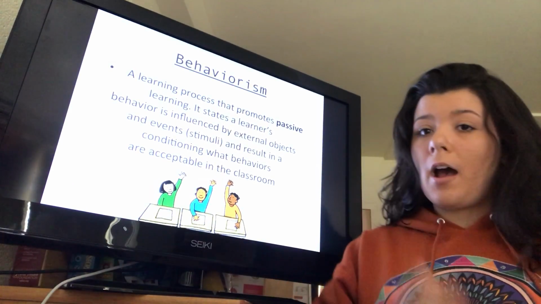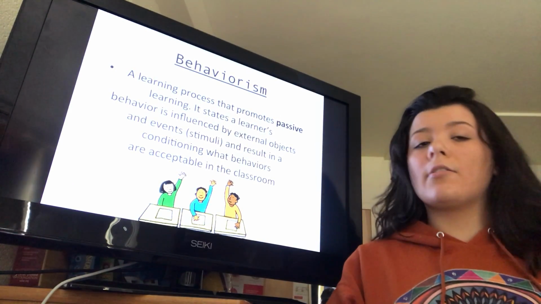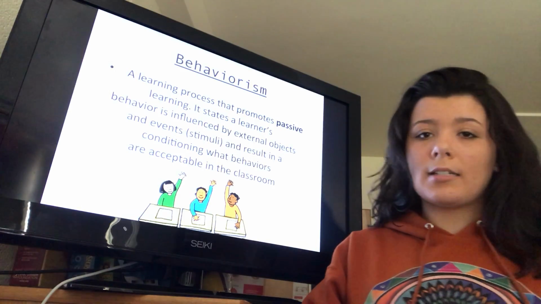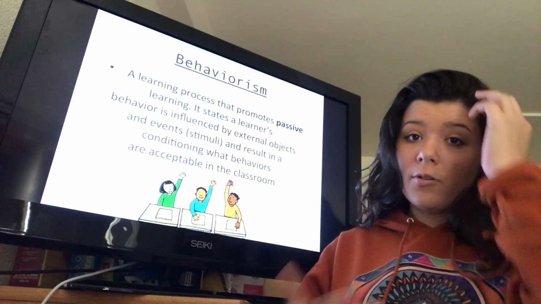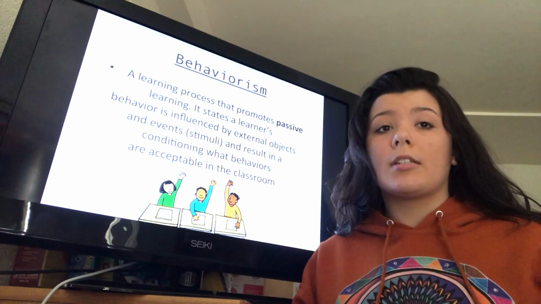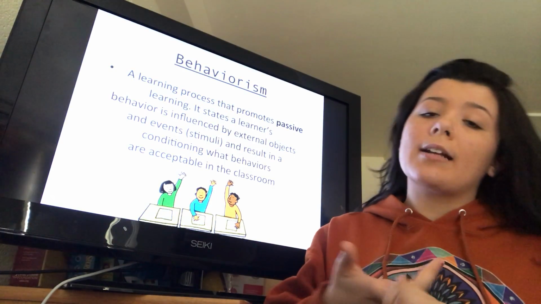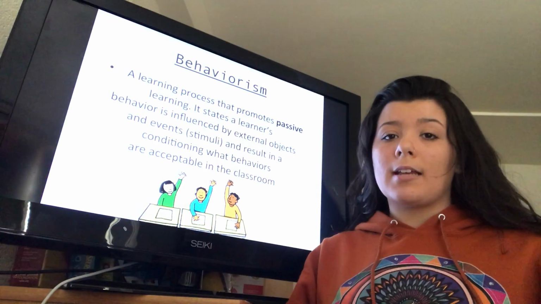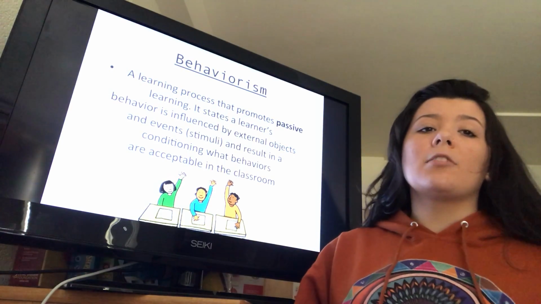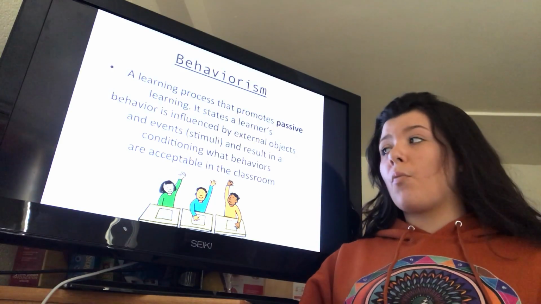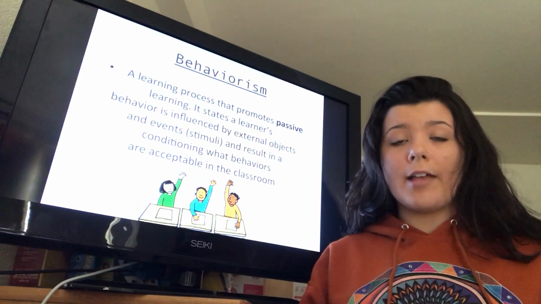So our first learning theory is known as behaviorism, and the basics of behaviorism is that it states a learner's behavior is influenced solely by external stimuli, which includes objects, actions, or events that occur after a behavior is induced, and this results in conditioning of what behaviors are acceptable in the classroom.